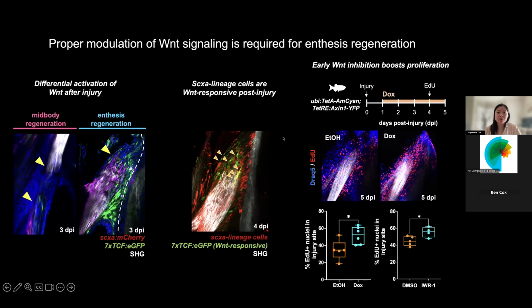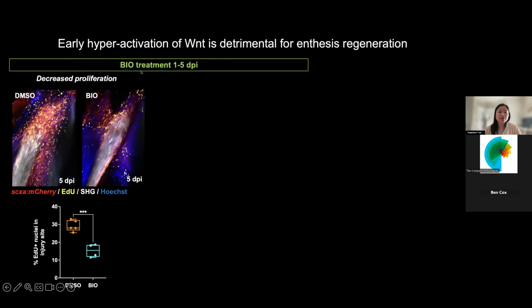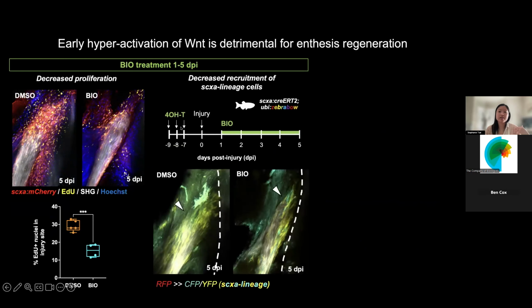So what happens when you hyperactivate Wnt? Interestingly, performing chemical Wnt hyperactivation experiments using the canonical Wnt activator BIO from 1 to 5 days post-injury led to the complete opposite effect. So it led to a significant decrease in proliferation. This also was coupled with a decreased recruitment of scleraxis lineage cells.